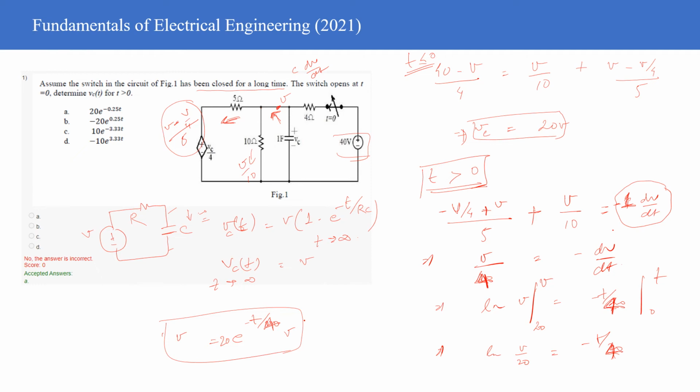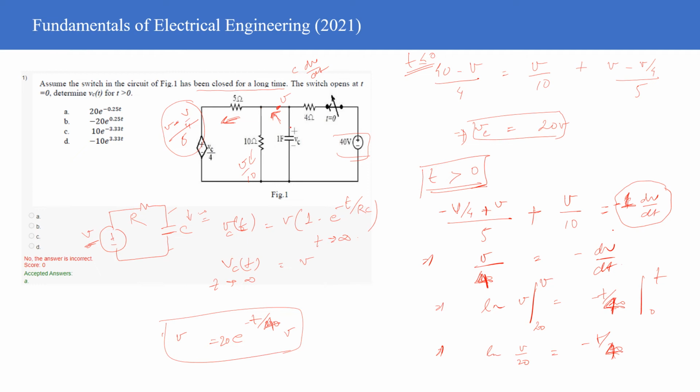So what is the thing which you are learning from this particular question? The thing which you are learning from this question is that the capacitance, if it is connected to a voltage source for a sufficiently long period of time, charges to the same potential as that voltage source. So here, what was the voltage source? Voltage 40 volt, right? And you had all this resistance network.